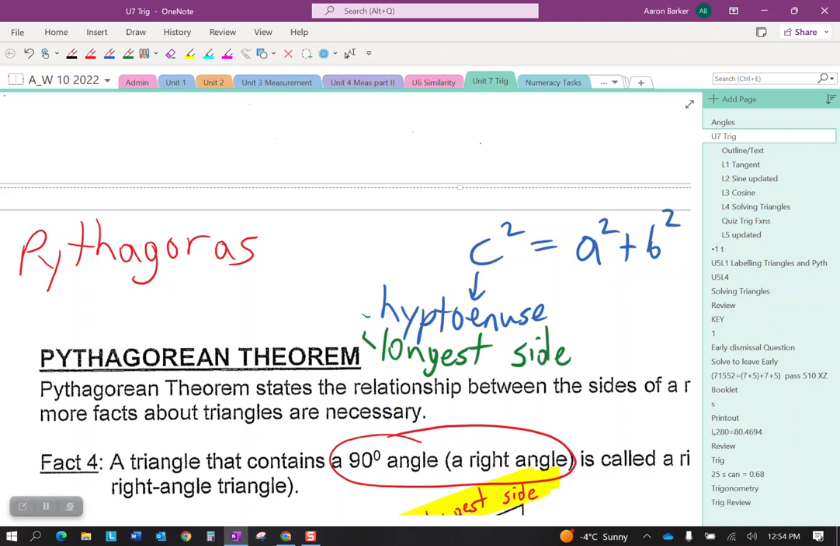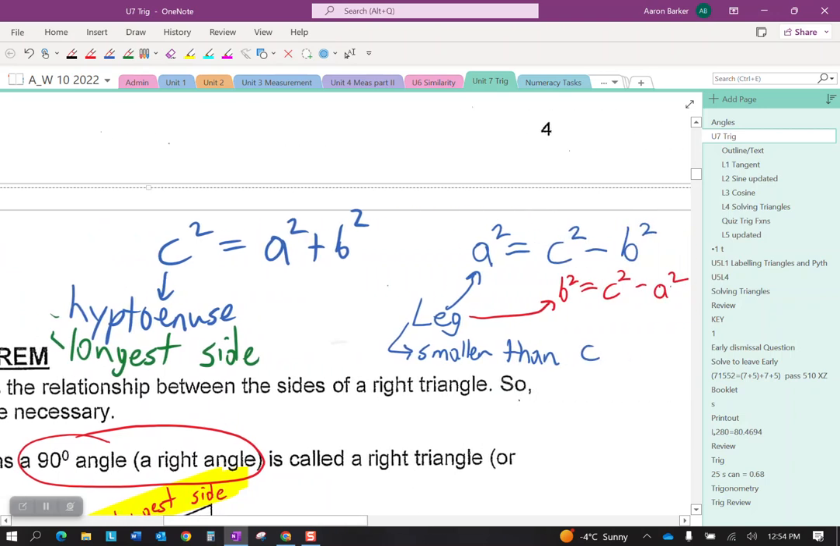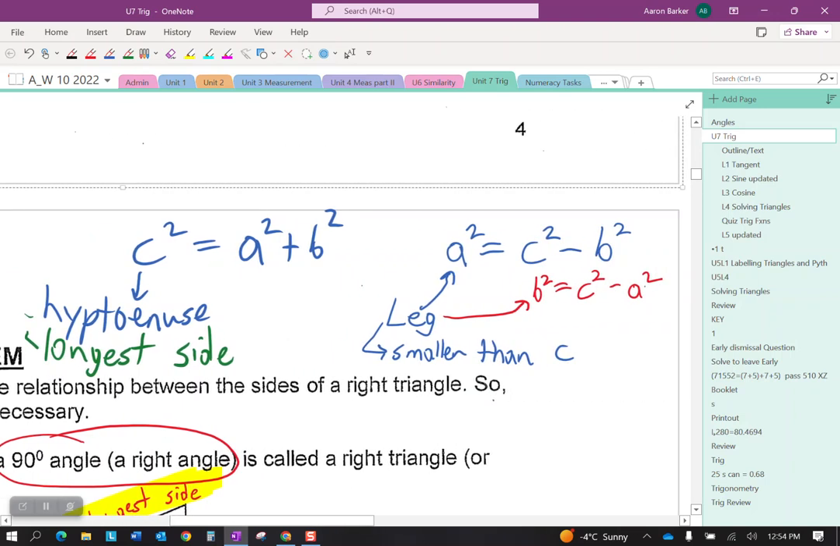Now, we change our formula, and we change it to A squared equals C squared minus B squared. Okay? A squared equals C squared minus B squared. And that's when we find the leg. So any other side other than hypotenuse. The trick with the leg is it must be smaller than C. In order to make it smaller, we have to do the subtraction.